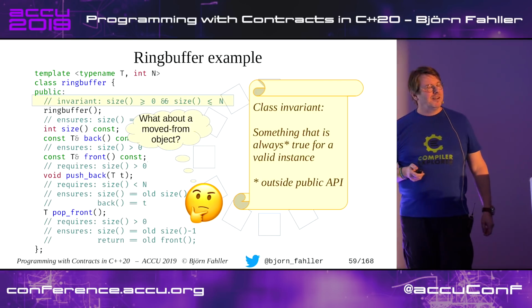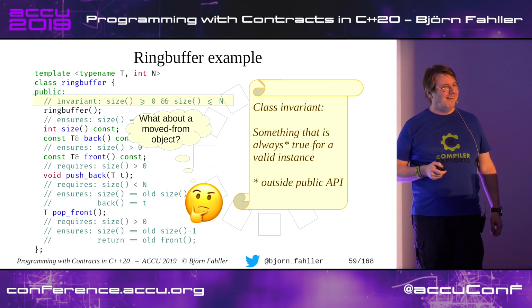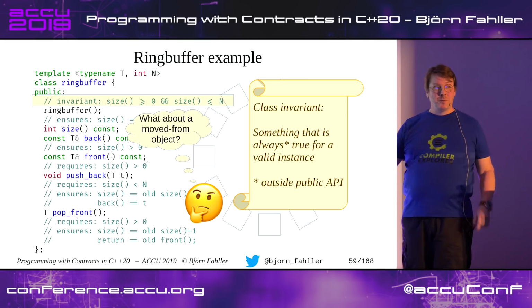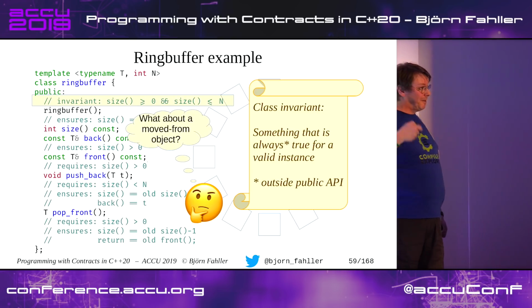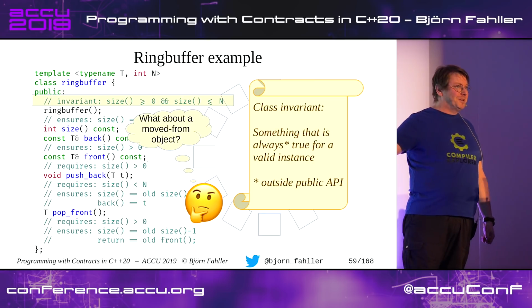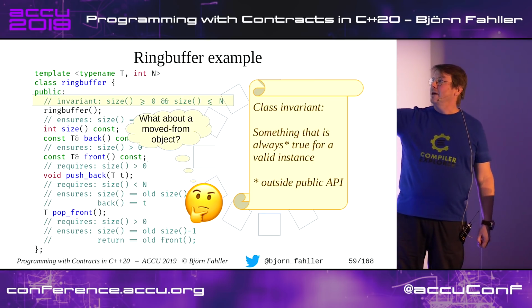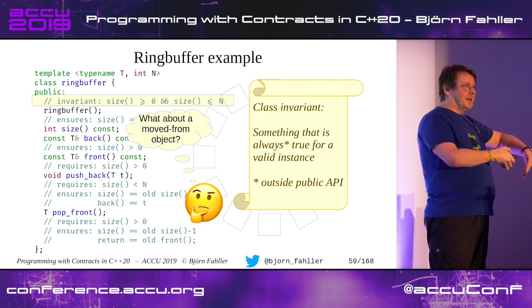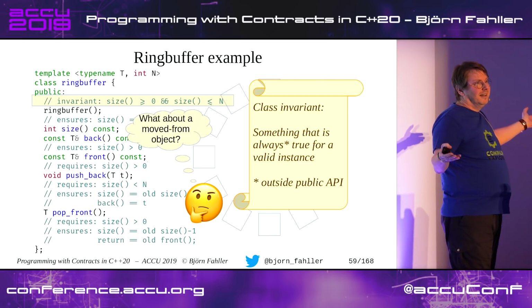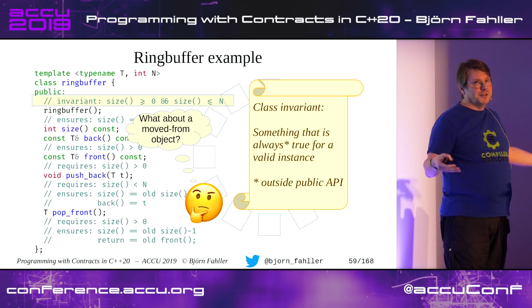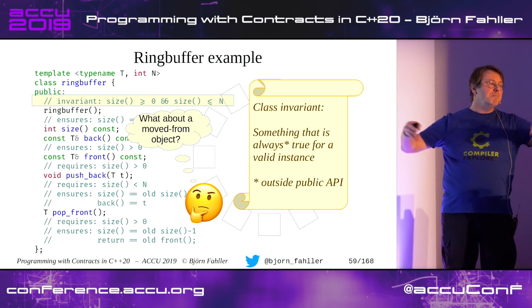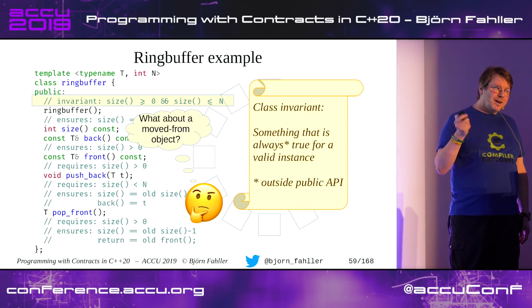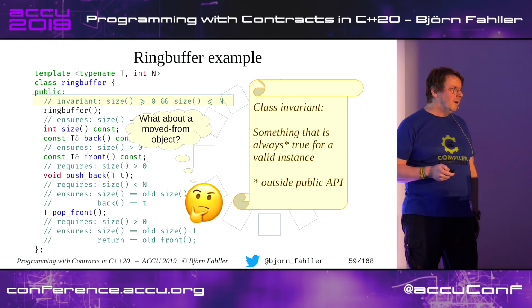A moved-from object. That is one of the reasons. It's difficult in other languages, but it's supremely difficult in C++ because of this. What if we implement this ring buffer in terms of a vector, and what is the state of a moved-from vector? Valid but indeterminate, so it doesn't mean anything. So invariants are super difficult.